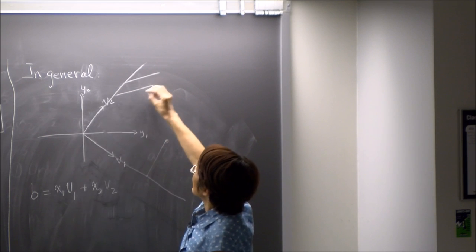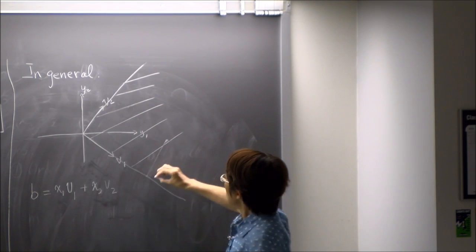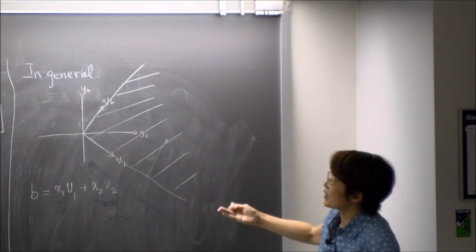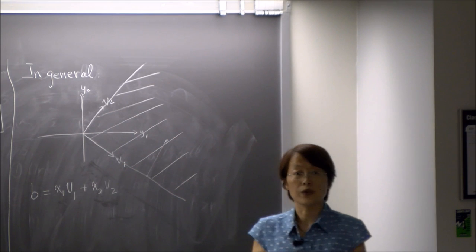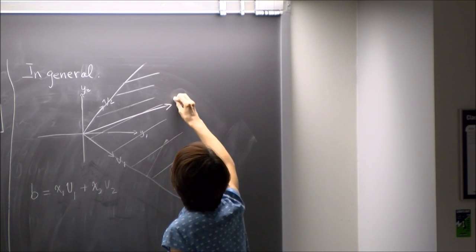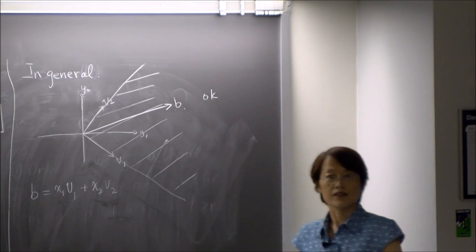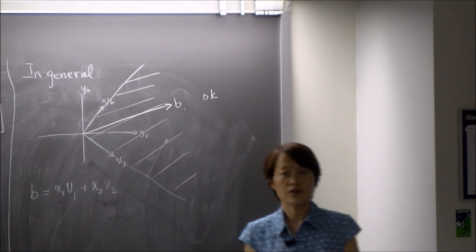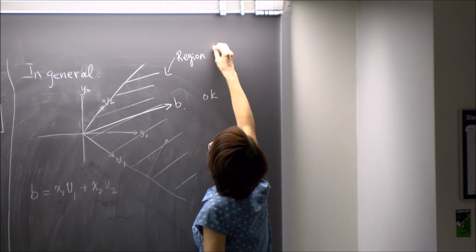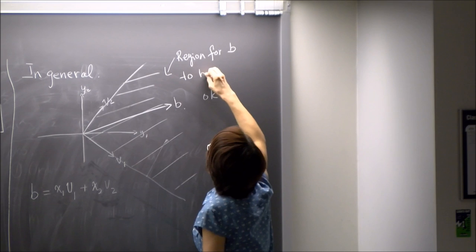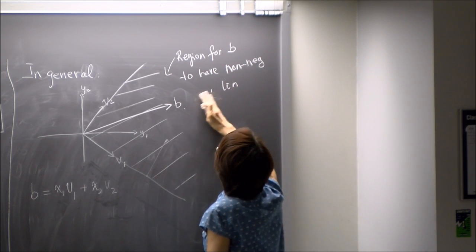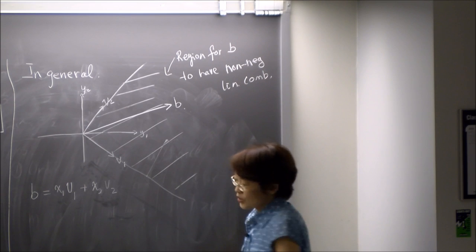So any vector in this shaded region formed by these two rays, if B is in this region, it can always be expressed as a non-negative linear combination of V1 and V2. Is that clear? That is very important. So if I have a B like this, then this is okay. If my B is outside, then it's not okay. Is that clear? So this will be the region for B to have a non-negative linear combination. Okay, so too many shorthands, but okay.